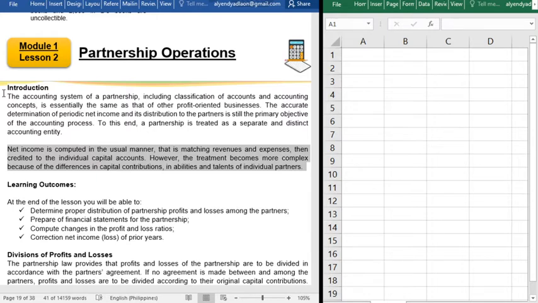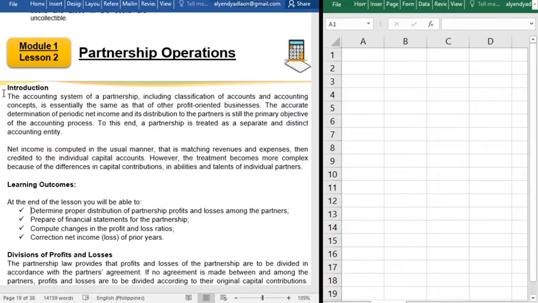So class, this is the problem that we are going to encounter in the case of partnership operations. Since the partners have different contributions, there might be differences also as to the distribution of income. Aside from their contributions, they have also contributed different skills or services in the partnership. That is why we have different methods in allocating profit.